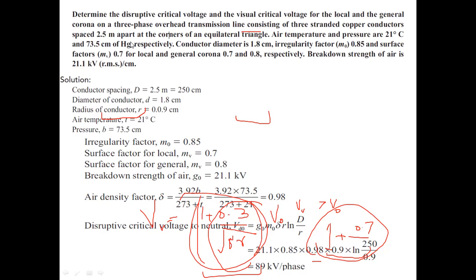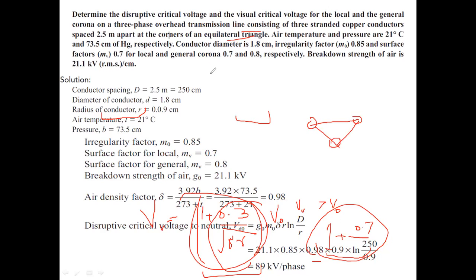Okay, and the conductors are arranged in equilateral triangle fashion, which means all the sides have the same length. The air temperature and the pressure are 21 degrees C and 73.5 cm Hg respectively.